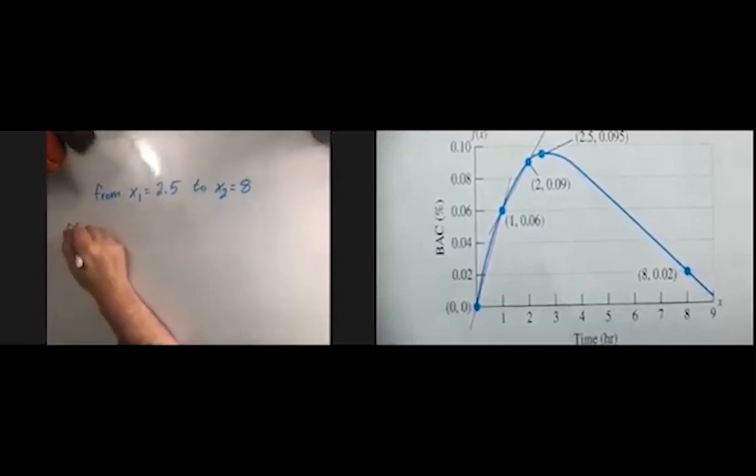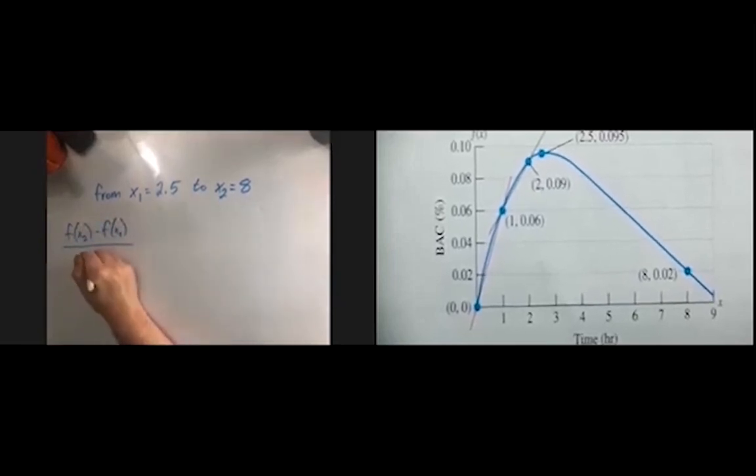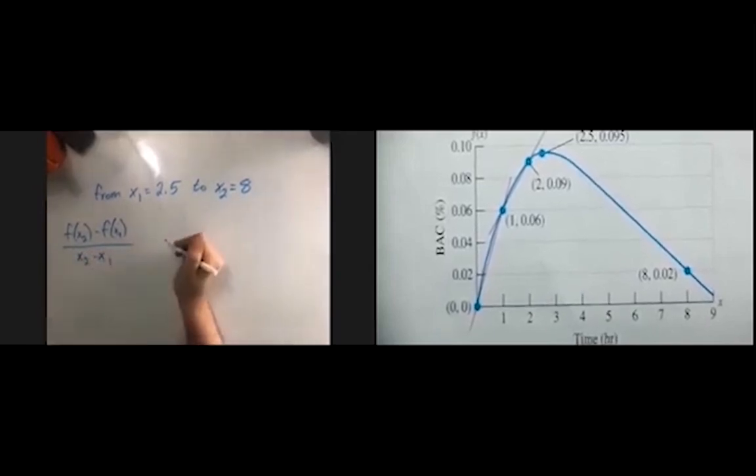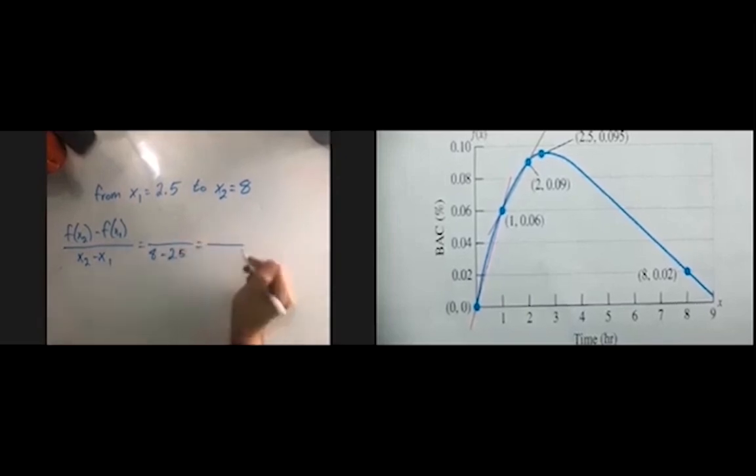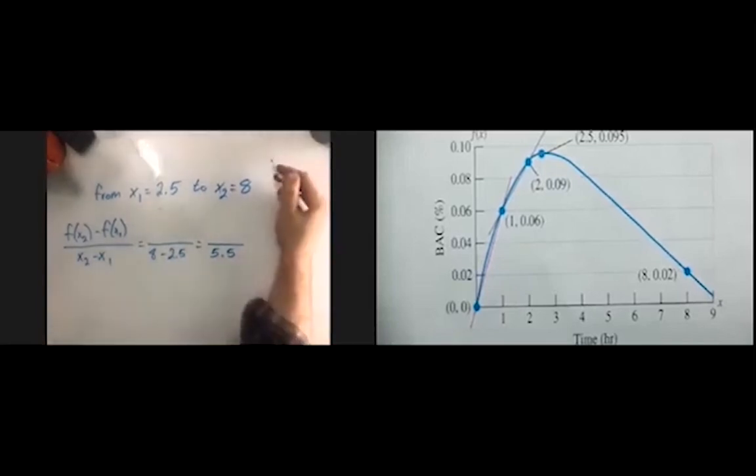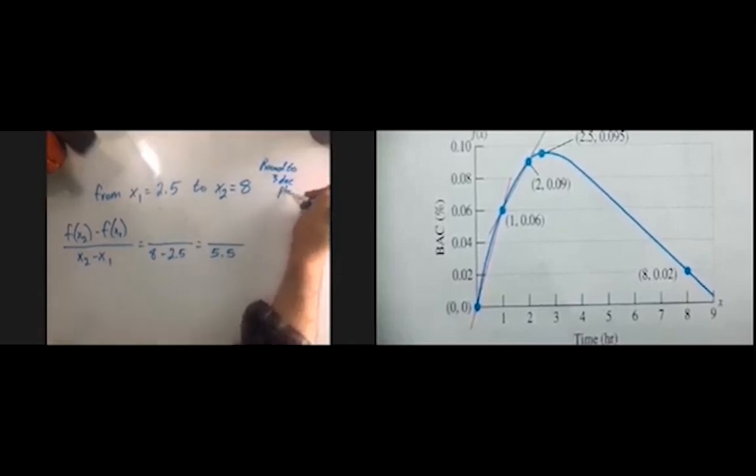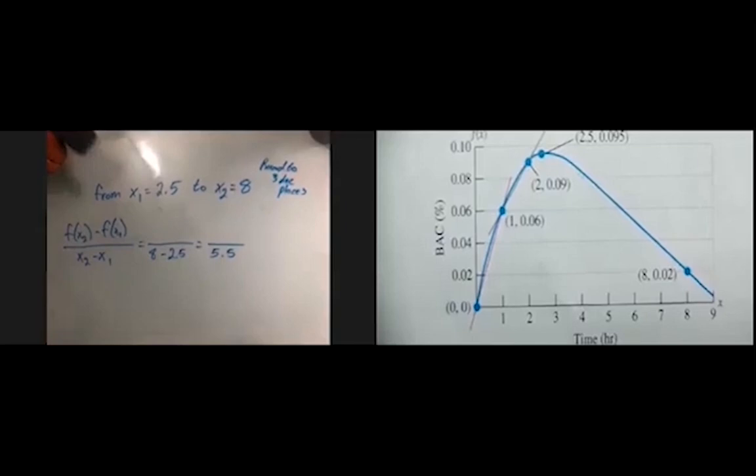We'll set up f of x2 minus f of x1 over x2 minus x1. x2 is 8. x1 is 2.5. That means here on the bottom we have 5.5, 8 minus 2.5. The directions on this one, by the way, say round to 3 decimal places. We might need that information since we're dividing by something that's not 1 this time.